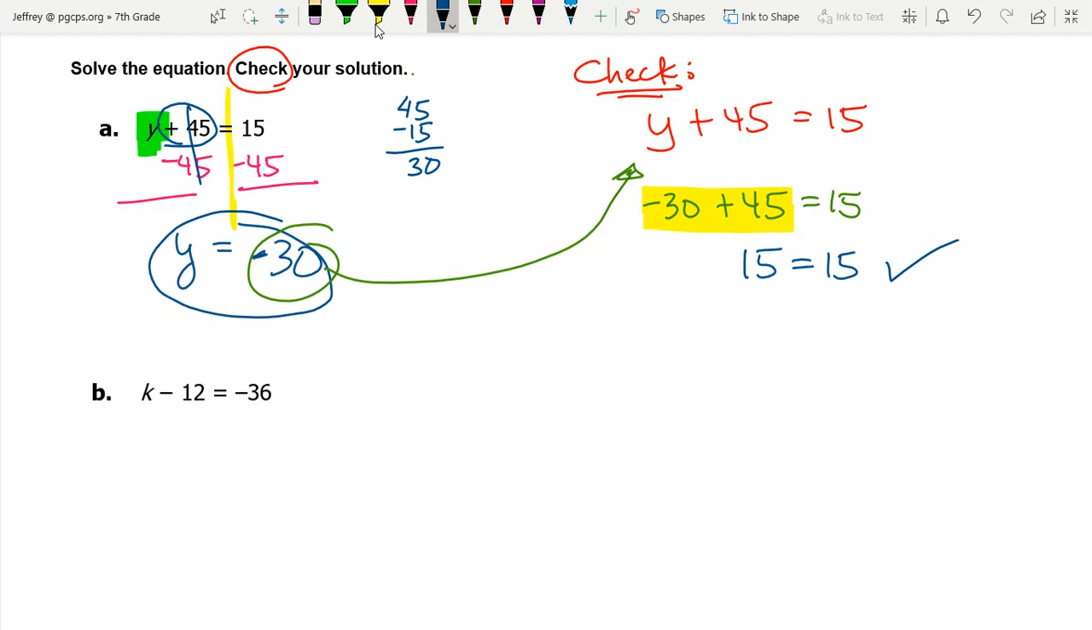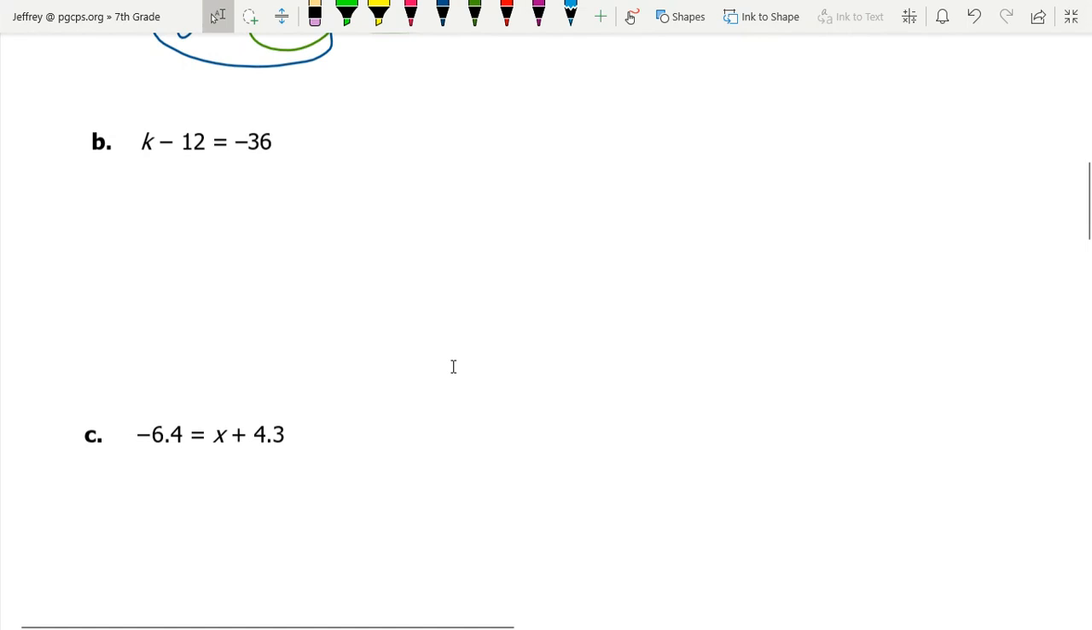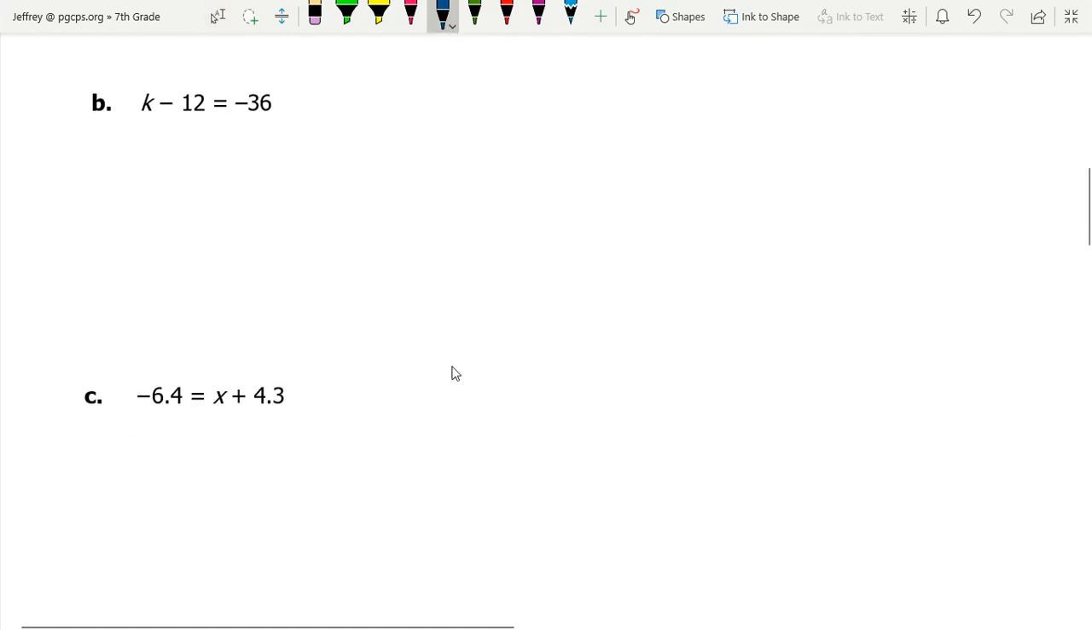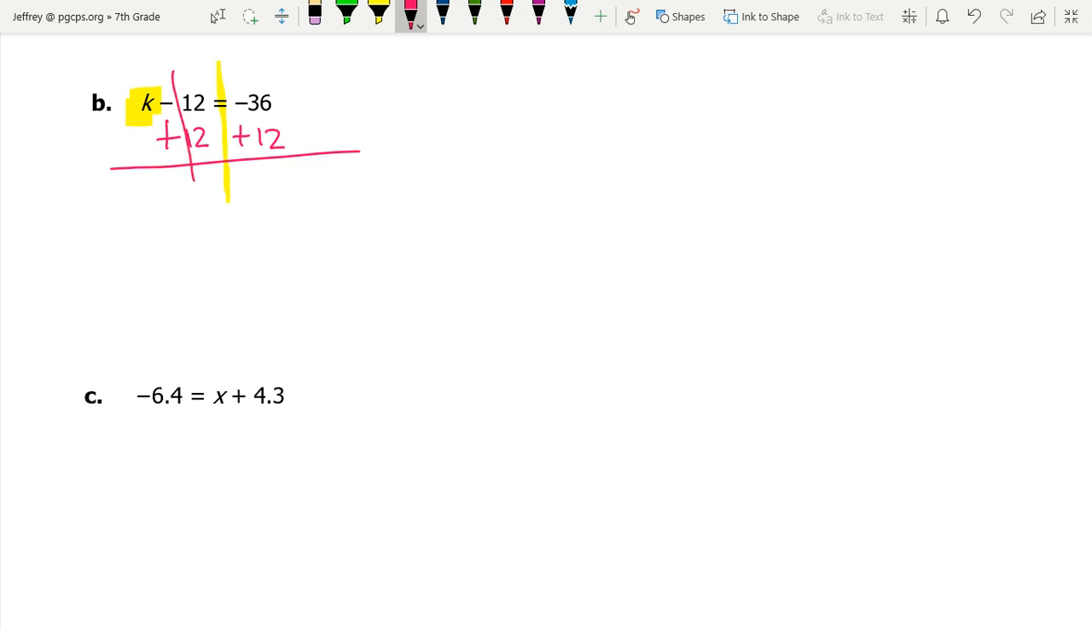Okay, now let's go for number 2. For number 2, it says k minus 12 equals 36. Again, our goal is to isolate the variable. There's two sides of the equation. Don't forget that. Now, we need to undo minus 12. Yep, we need to add 12 to both sides of the equation. So now these two will be opposite, so that's a 0.